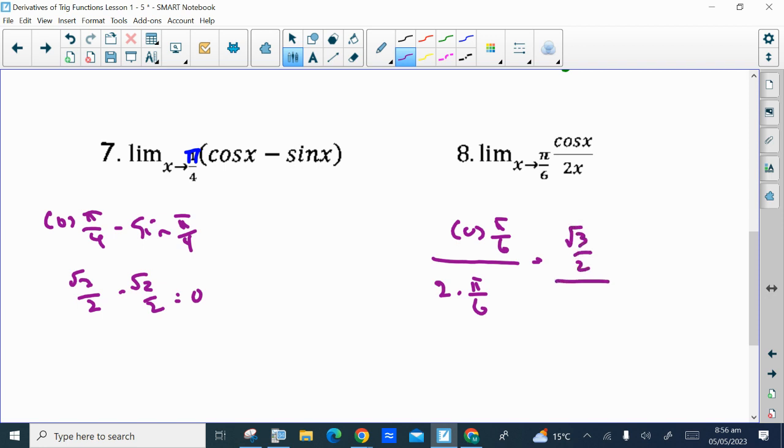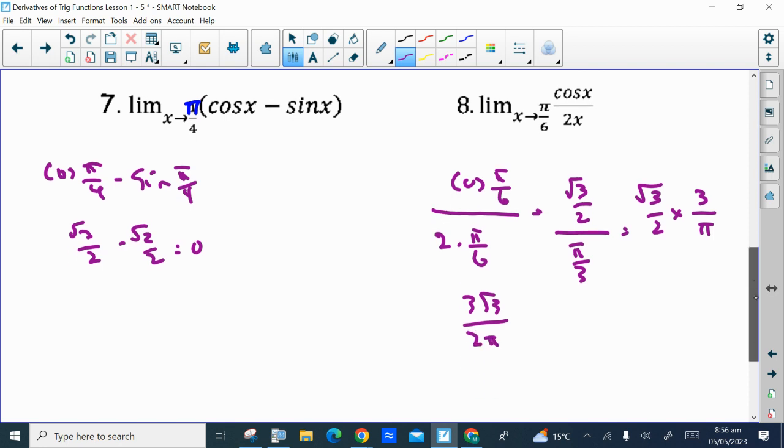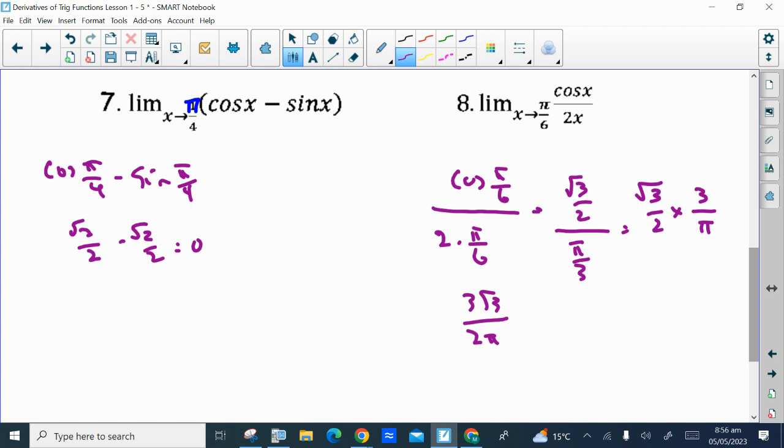And that's divided by 2 pi on 6, which is pi on 3. We would do this by multiplying by the reciprocal. So it'll be 3 root 3 over 2 pi. Again, the non-permissive value for that is 0. We're not approaching 0, we're approaching pi on 6, so it can be done just by straight substitution.